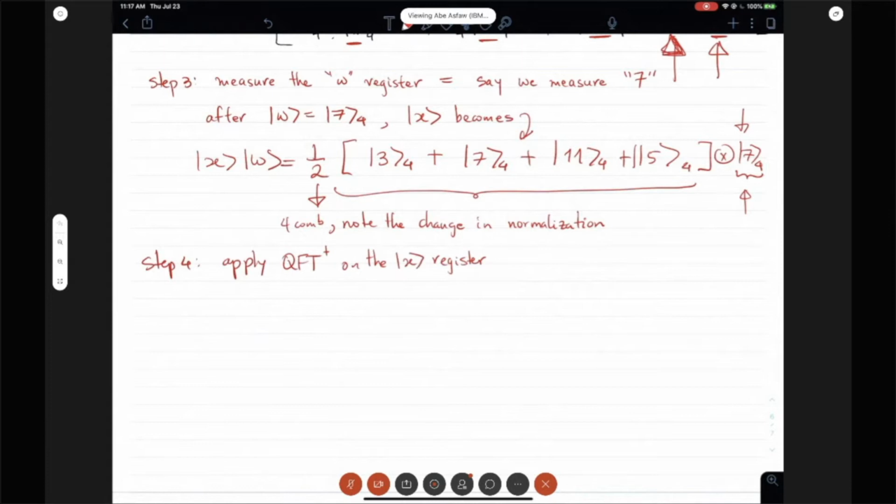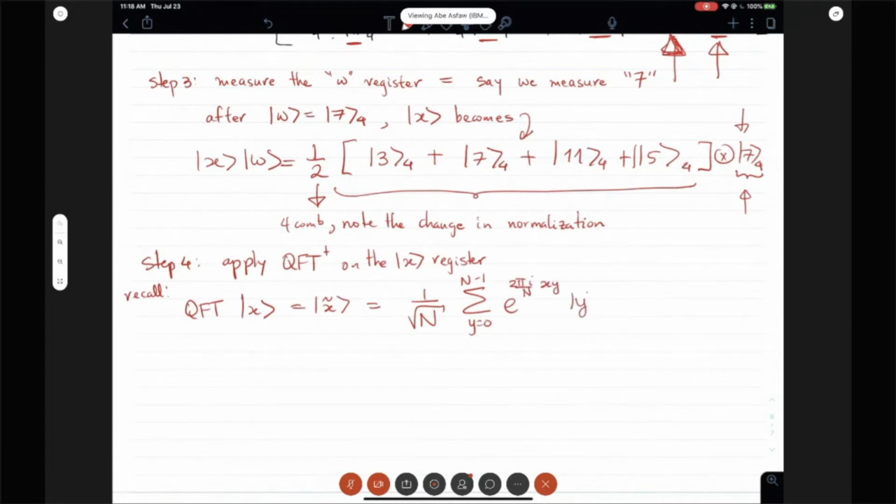And so I'm going to drop the W register for a moment as I do the QFT, because it purely affects working with only the X register. I'll remind you again, QFT is going to take X and turn it into X tilde, as we discussed before. And that is 1 over square root of n, sum from y equals 0 to n minus 1, e to the 2 pi i over n, x times y, and y inside here.